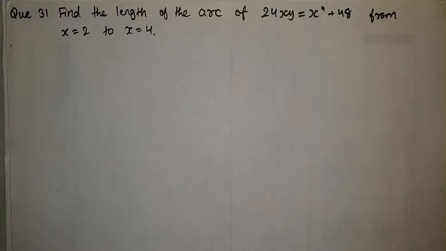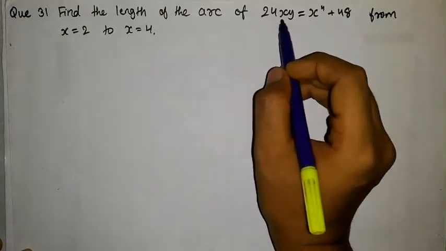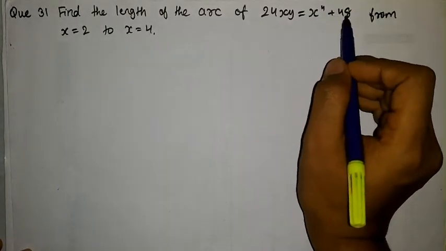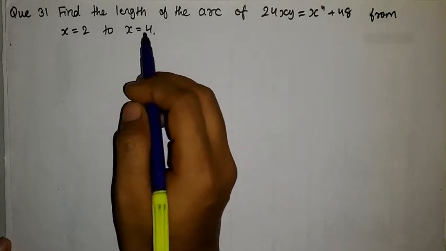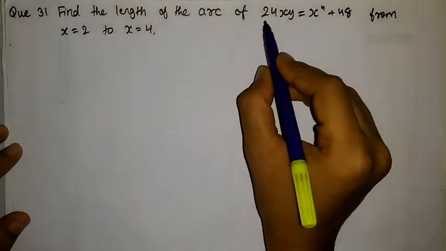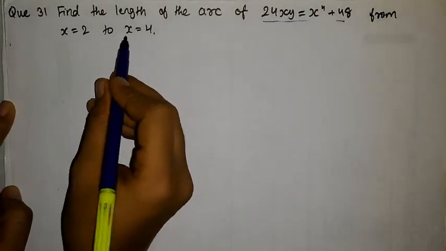So our question 31 is: find the length of the arc of 24xy = x^4 + 48 from x = 2 to x = 4. So we have to find the arc length of this curve. Limits are given in the form of x.